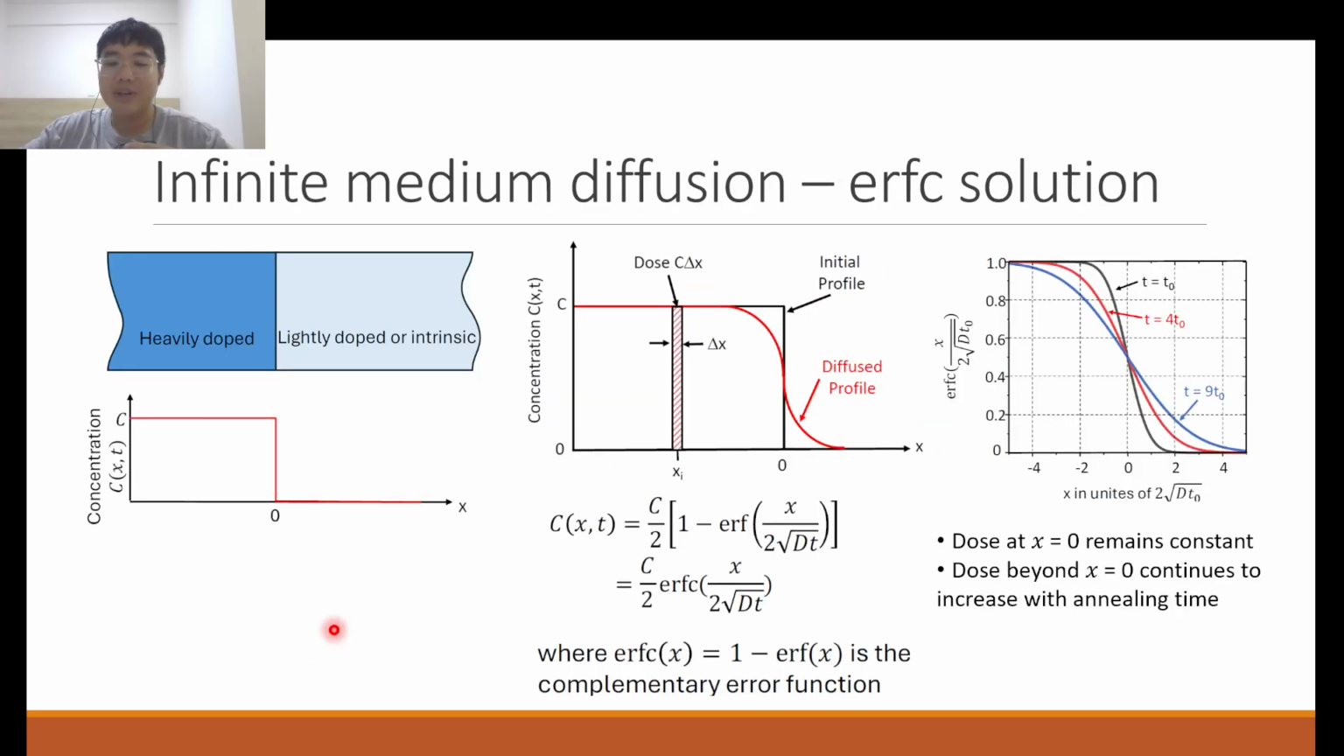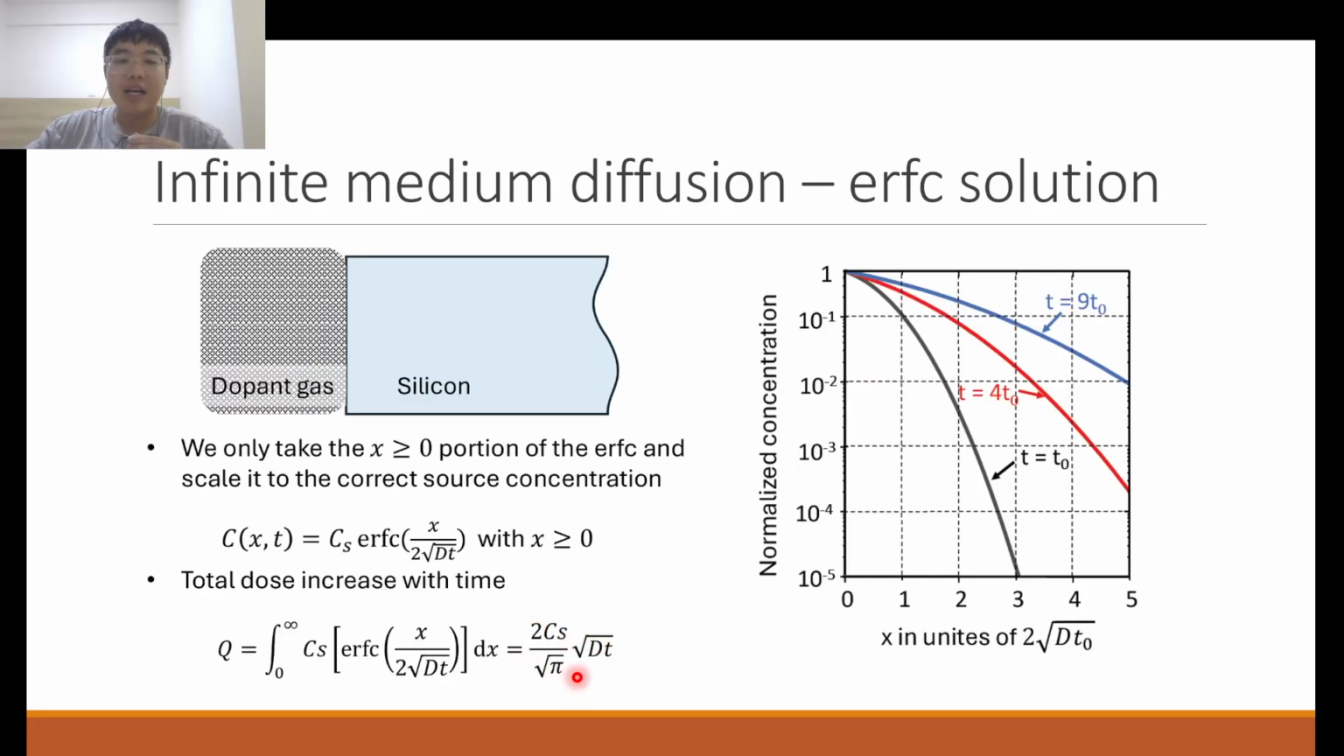However, in this case, the film acts as an infinite source of dopant. So it makes sense that the longer you diffuse, the more dopant atoms can move from this infinite film into your silicon, and therefore the greater the dose. Therefore, dose increases as time increases.